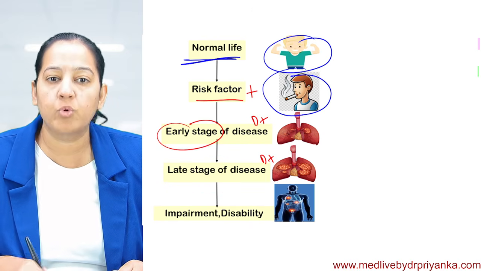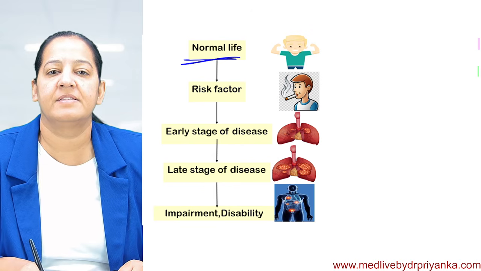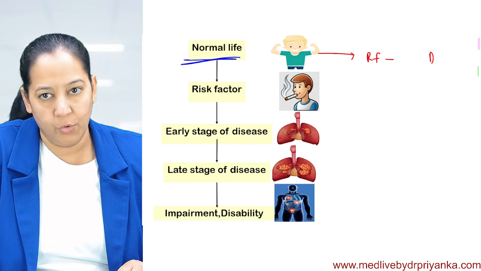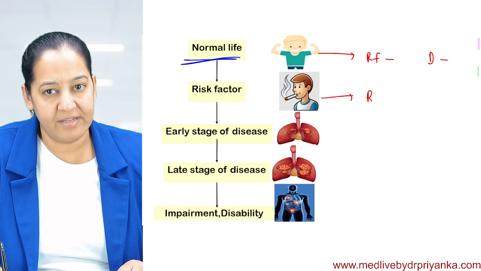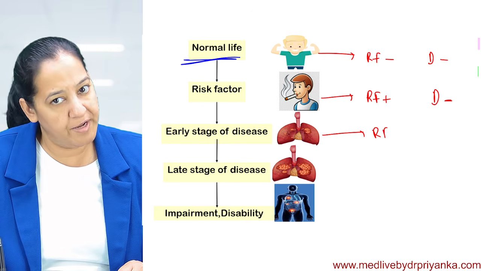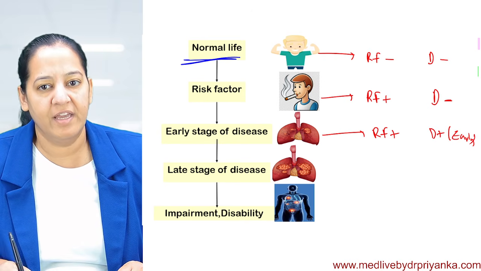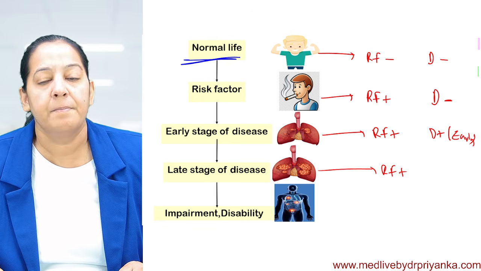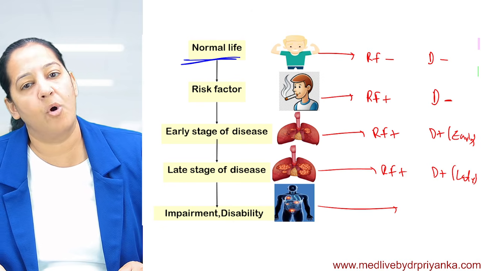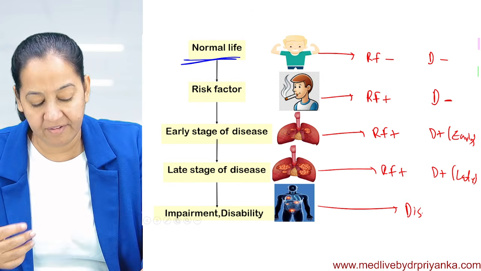So at what level can we prevent it? First, you tell me, this is normal life. Normal life means no risk factor, no disease. Here, I will say risk factor is present, but disease is absent. Here, I will say risk factor is already present. Here, disease is also present, but in early stage. Here, I will say risk factor is present and disease is also present, but in late stage. And here I will say already disability and impairment. Disability already happened. Now at what level can we prevent it?